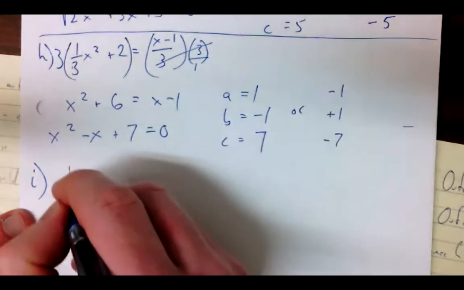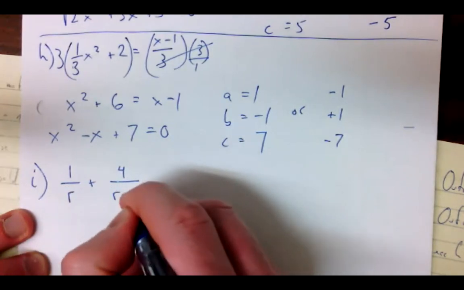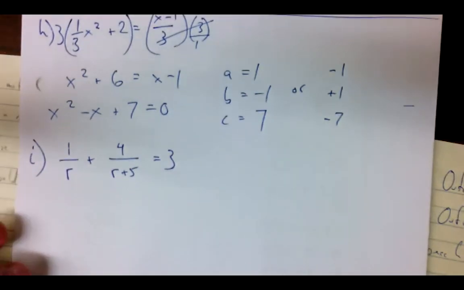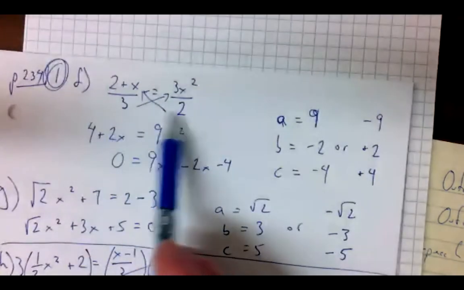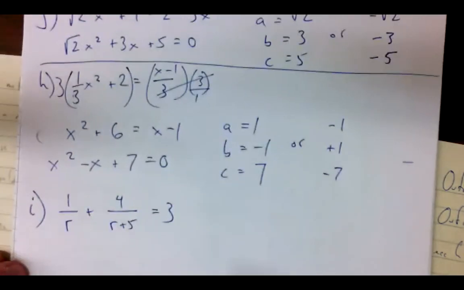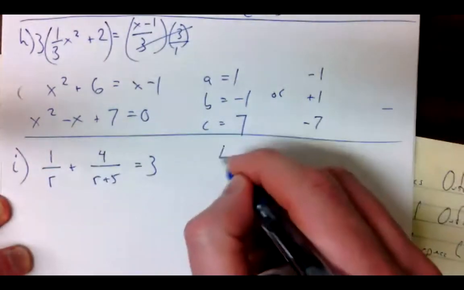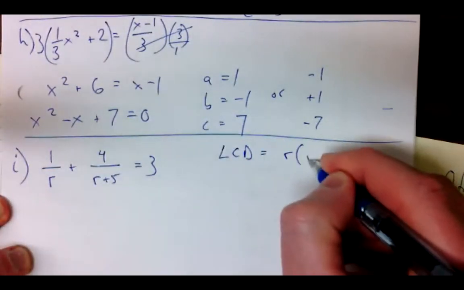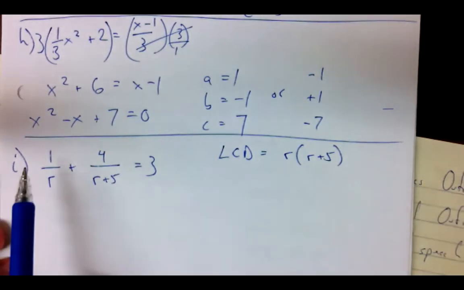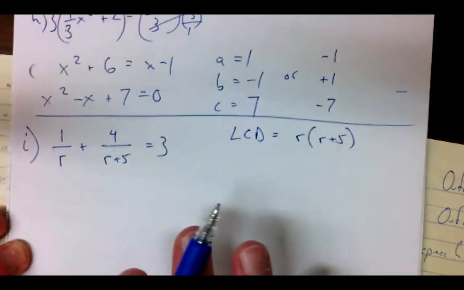So I, is that a 1 or an L? It's a 1. So it's 1 over R plus 4 over R plus 5 equals 3. Okay, so this is good old-fashioned fraction work. Remember with this one, 3 and 2, I said common denominator would be 6. I just multiplied 3 times 2. Well, that's what we can do here. We can say that the LCD equals R times R plus 5. I don't need to multiply them together just yet. I can just leave it like that. And if I multiply everything by R times R plus 5, it'll make things simpler.